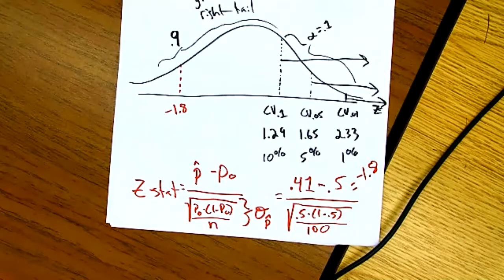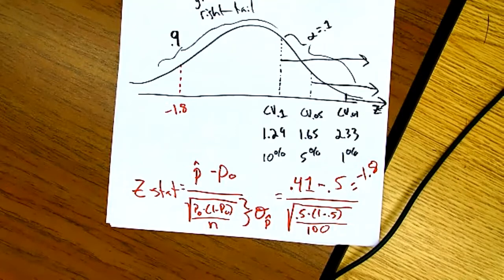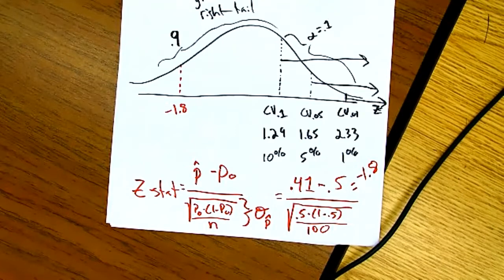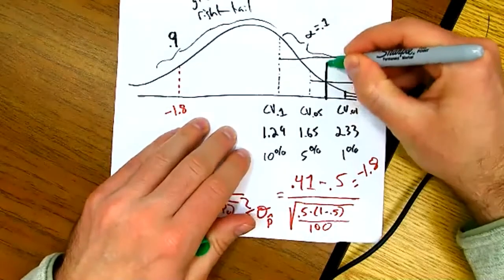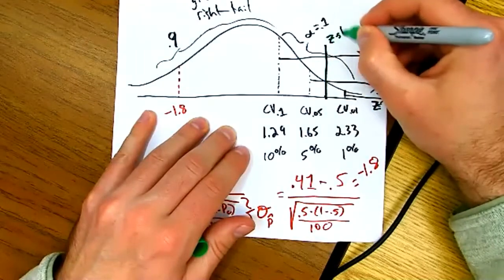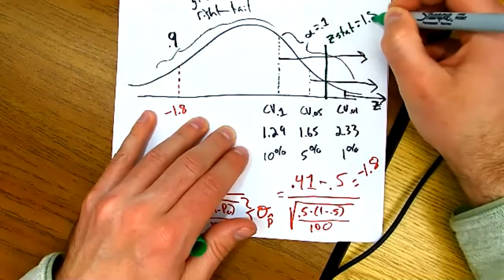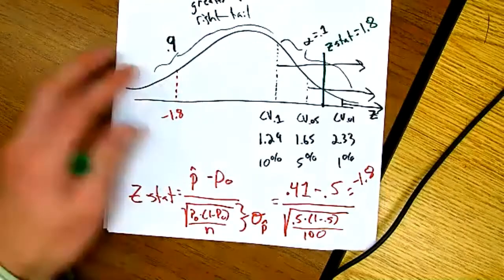Any questions on that before we keep moving? So what would have been more interesting is if I had seen something like, let's assume I saw a test statistic of 1.8. Right? That might be a little more interesting.